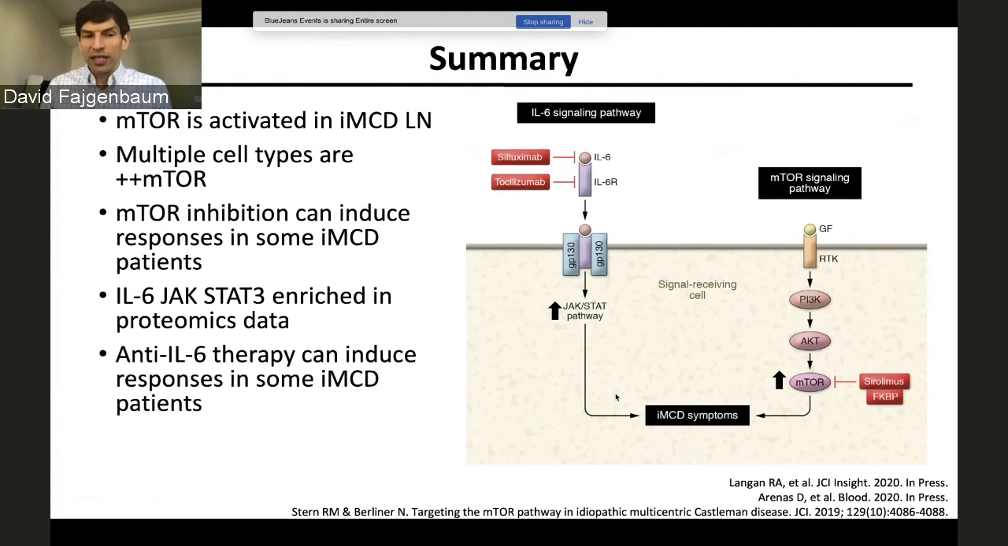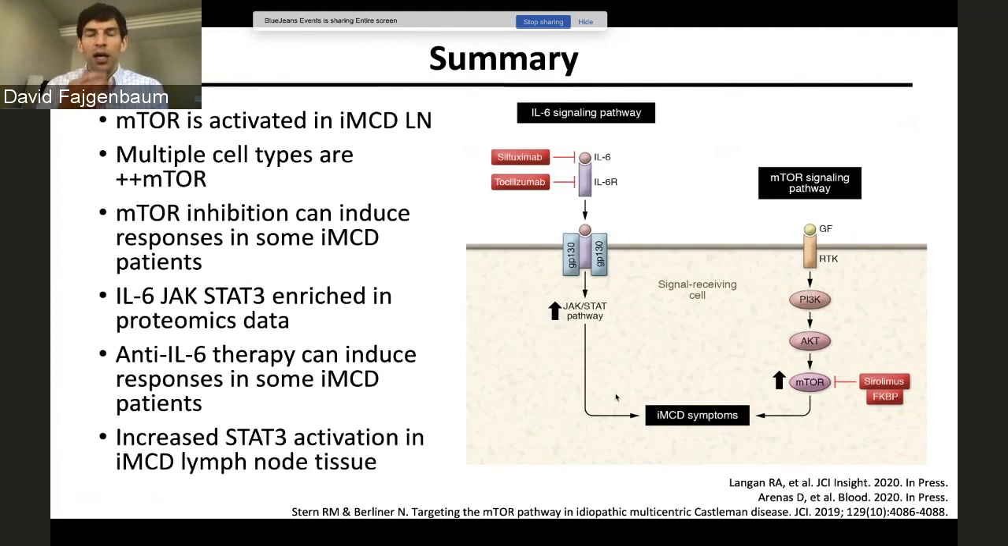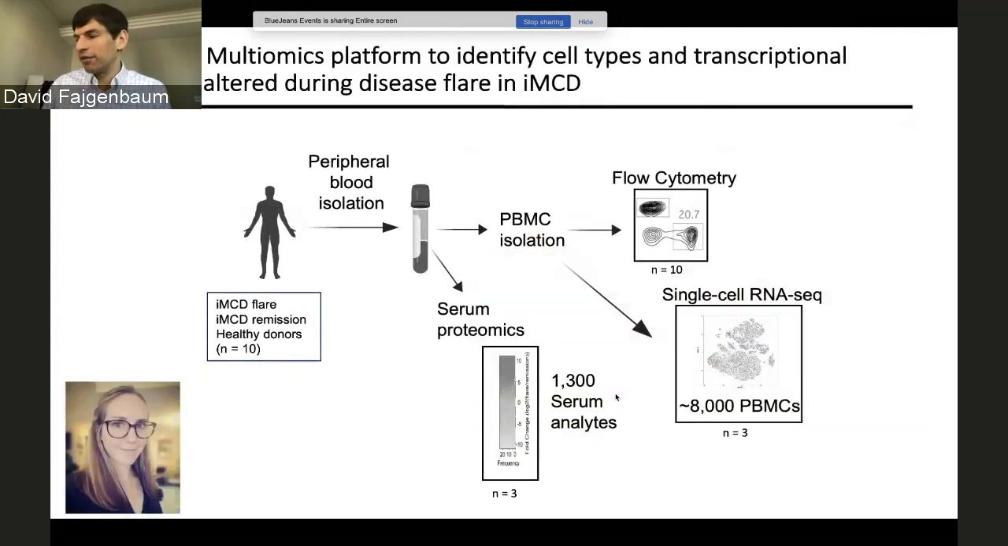We've shown that anti-IL-6 therapy can induce responses also in some patients, and more recently that JAK may be a kind of central node that's important to both mTOR activation and also IL-6 signaling, and potentially to other cytokines that we haven't yet identified.